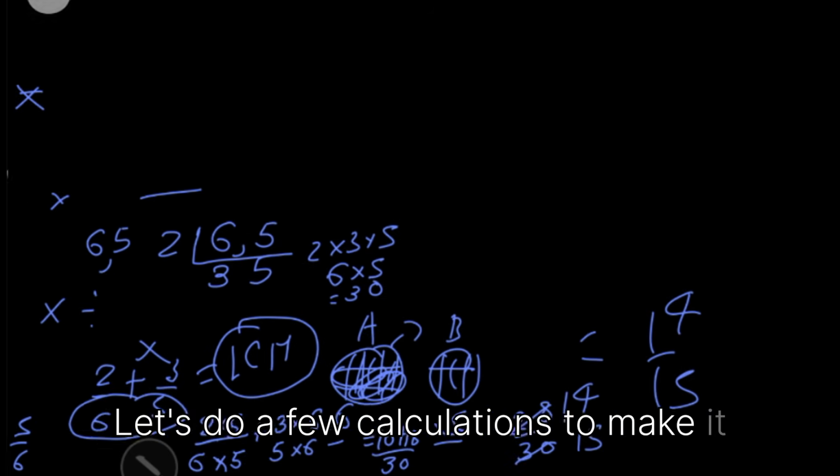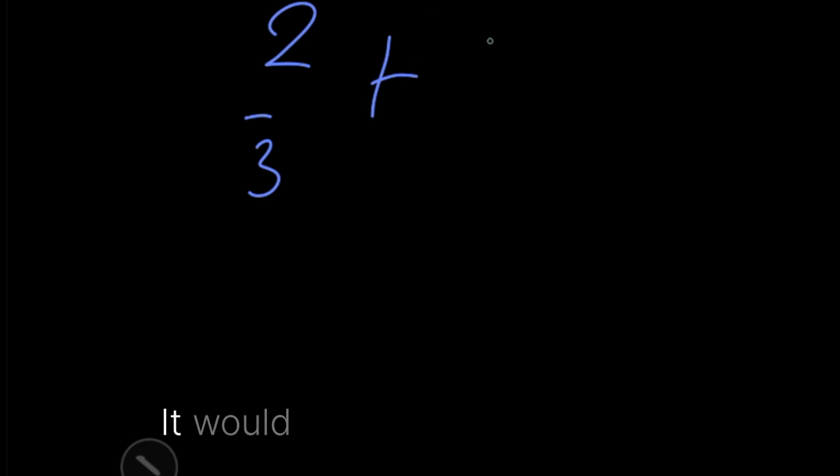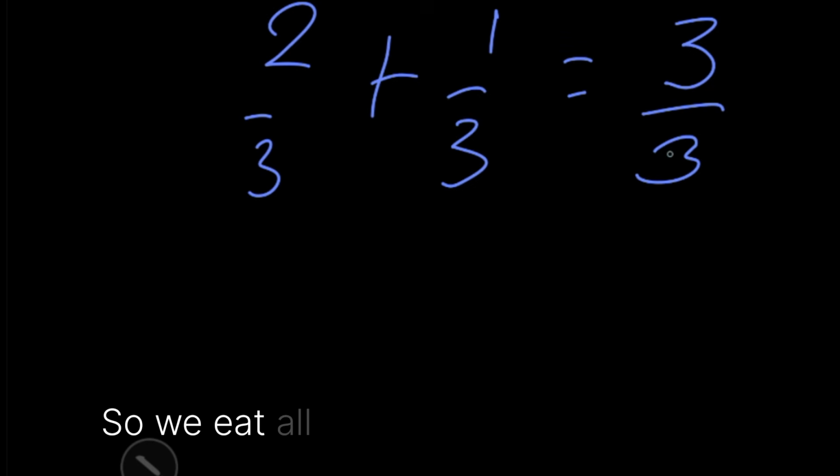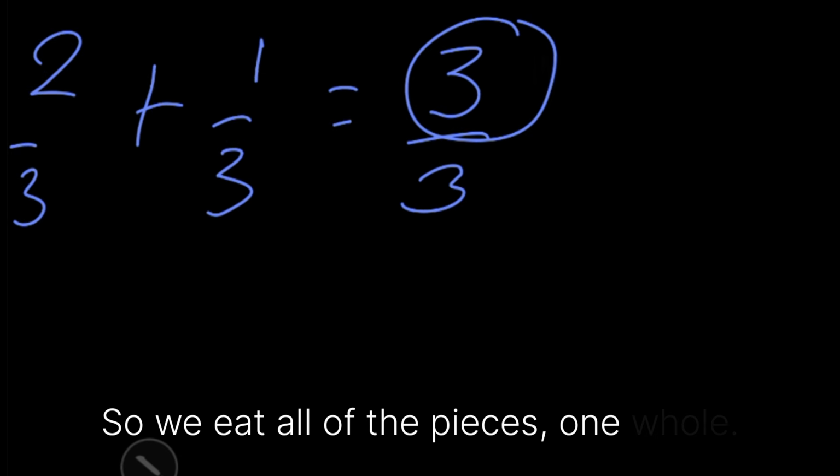Let's do a few calculations to make it clear. Let's do 2 by 3 plus 1 by 3. It would simply be 3 by 3. So with all of the pieces, one whole.